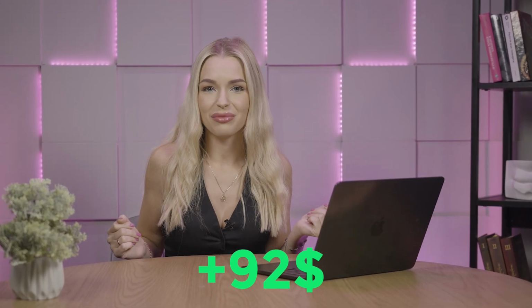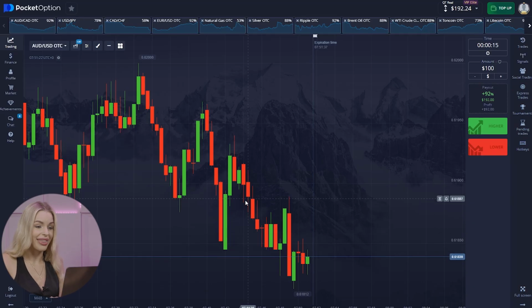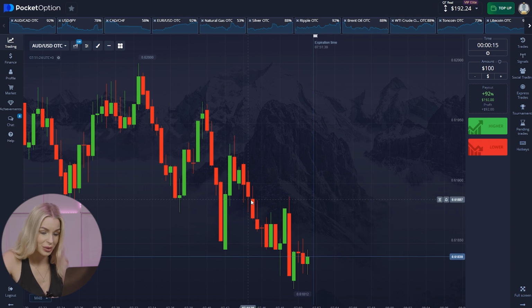That's the first $92 of profit, but the day has just begun and $3,000 is still far away. We are watching the chart very closely. At any second, the imbalance can happen again. Here he is. Look at that impulsive movement and shadows.